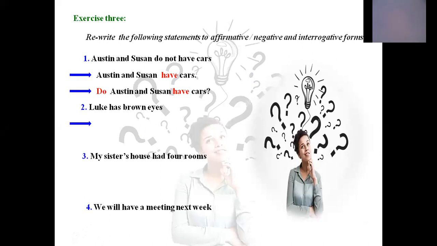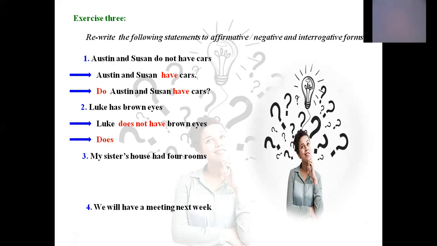For the second example, Luke has brown eyes. Here it is also in the present, but it's in the affirmative form. So we need to put it in the negative form first. Luke does not have brown eyes, or doesn't have brown eyes. It's the same pronunciation, both of them.